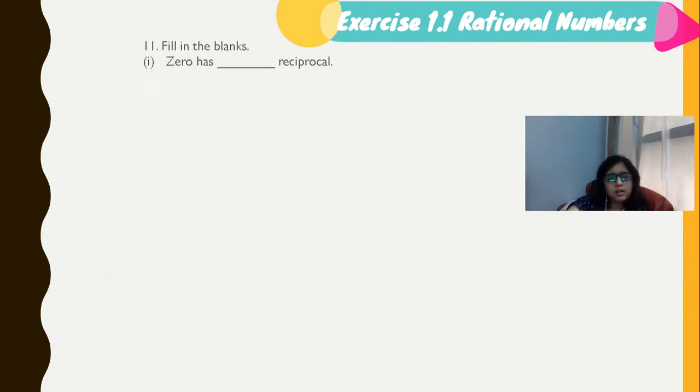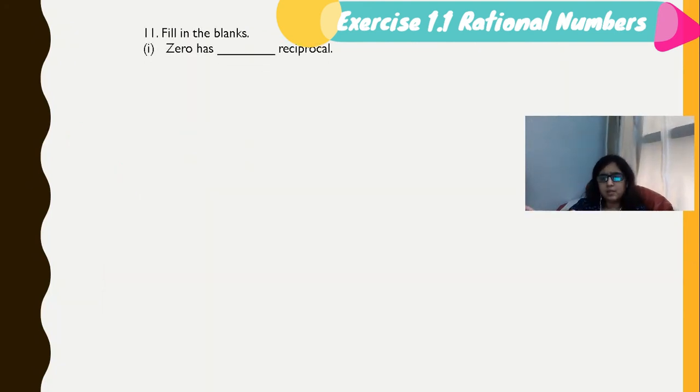So our 10th question is, we have to fill in the blanks. 0 has, we have just found out right now that 0 has no reciprocal. So our fill in the blank will be no. Why no? Because if you find the reciprocal of 0, you will get the answer 1 upon 0, that is not defined. So we will say that 0 has no reciprocal.